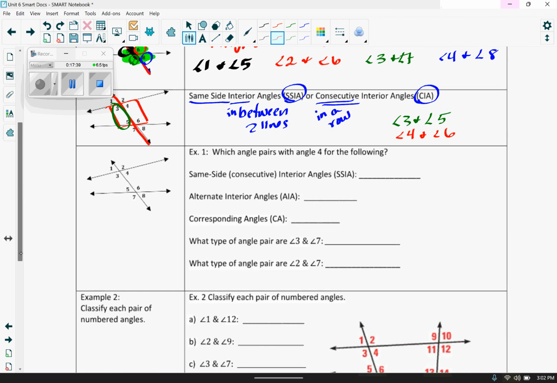All right, so now you have all the information. We're going to just have you go ahead and try. So pause me, try example 1 and example 2. Keep in mind that we want to pair with angle 4. So here's angle 4 right here. Here is my transversal. So then go ahead and answer such questions. Pause me.